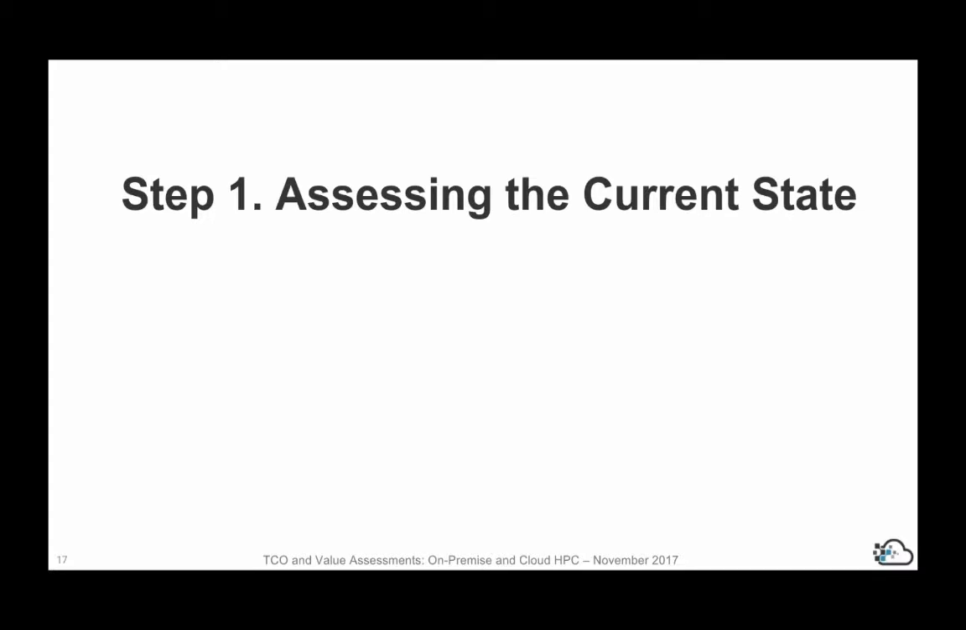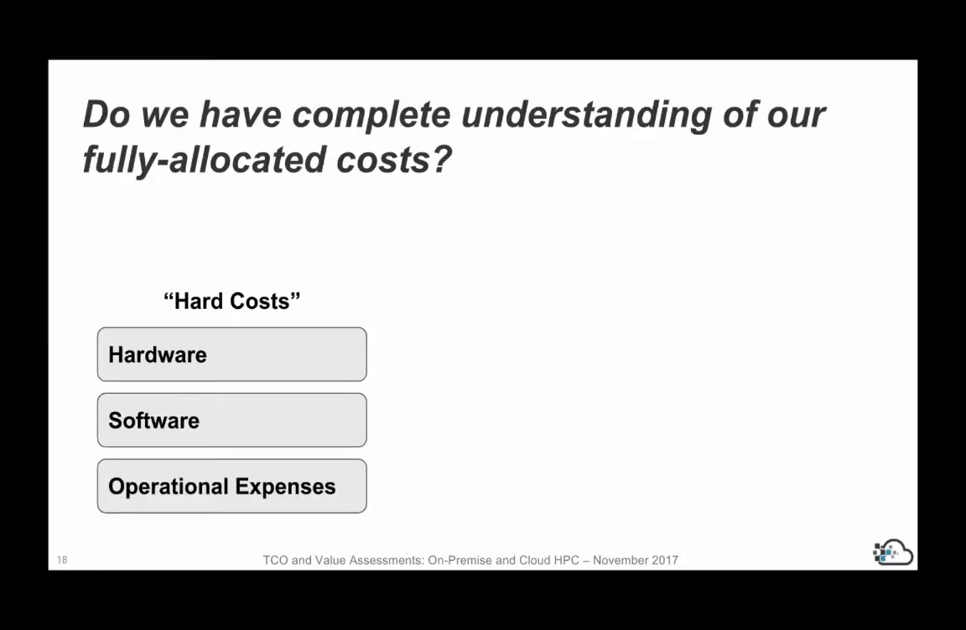The first step is assessing the current state. This is a snapshot in time look. What do things look like right now, today? This is a combination of looking at hard cost, soft costs, and usage patterns. So the first question to ask is, do we have a complete understanding of our full cost picture? The easiest part is the hard cost assessment, but even those can have some cost elements that elude some.